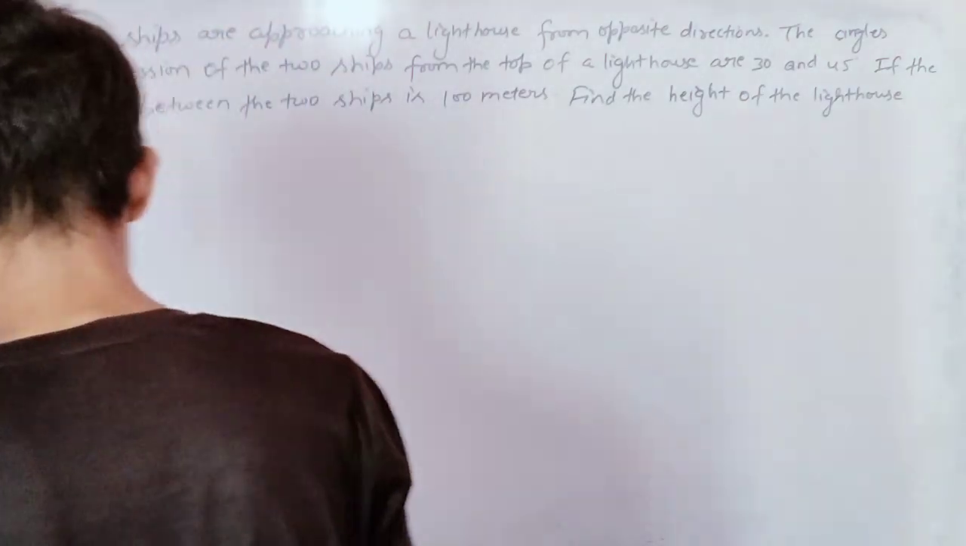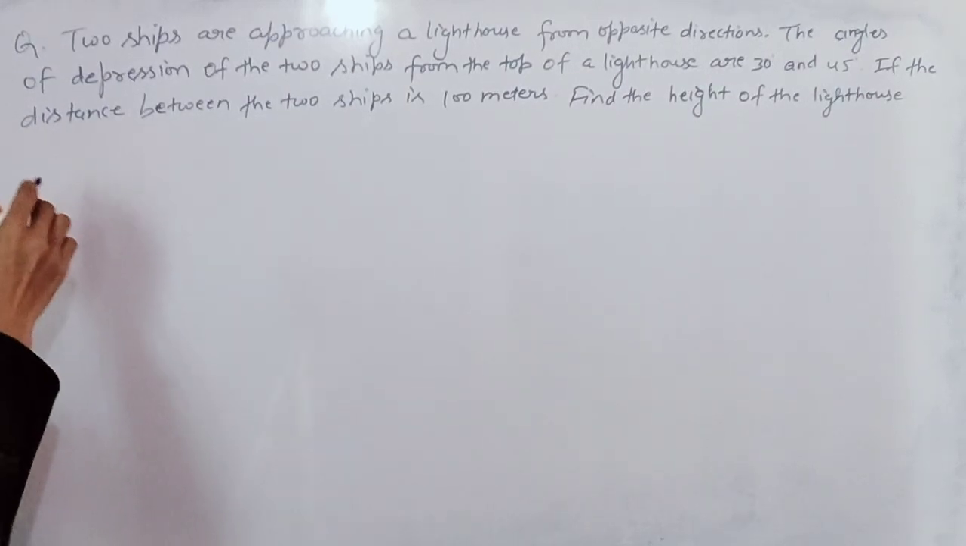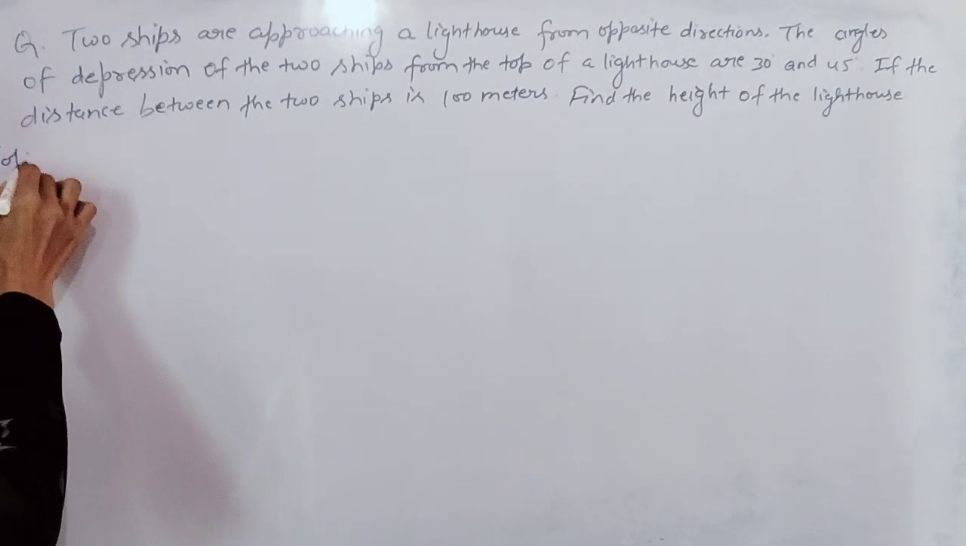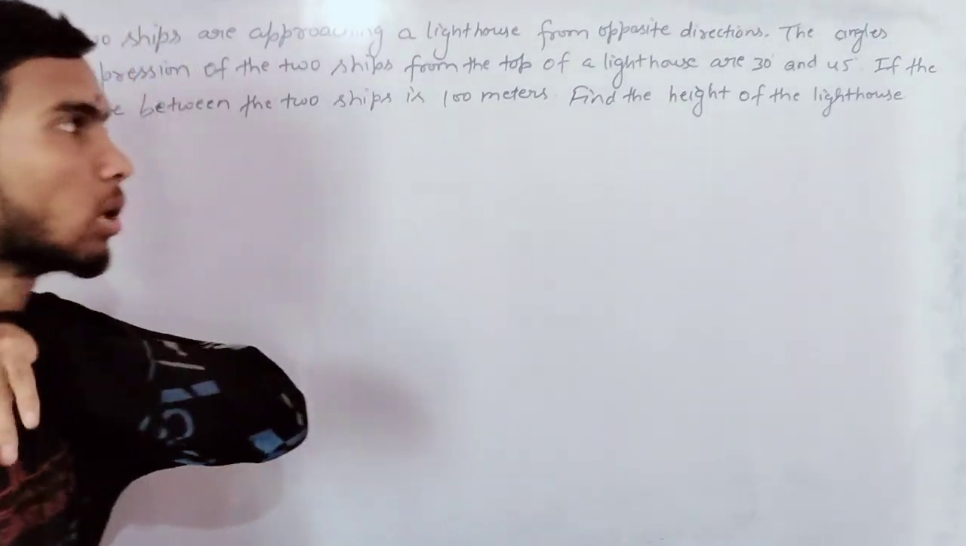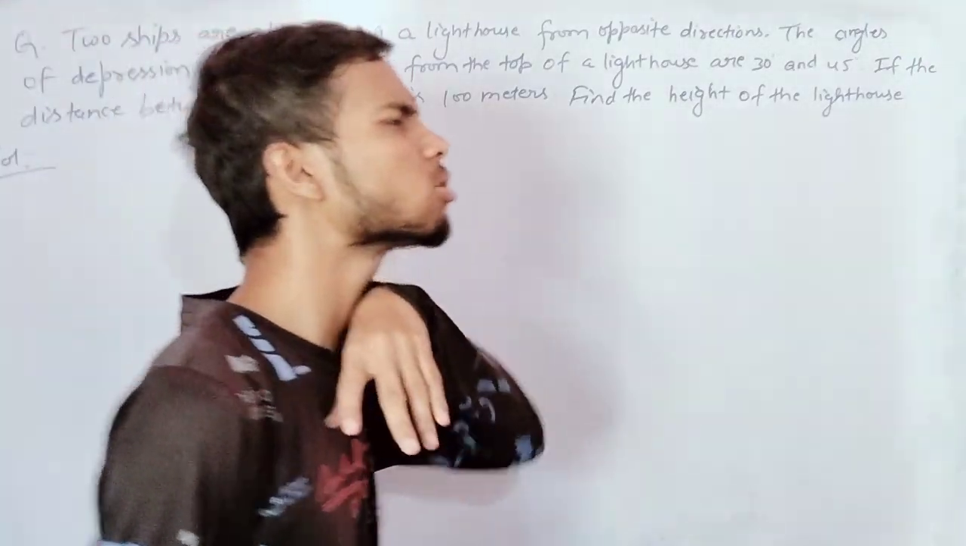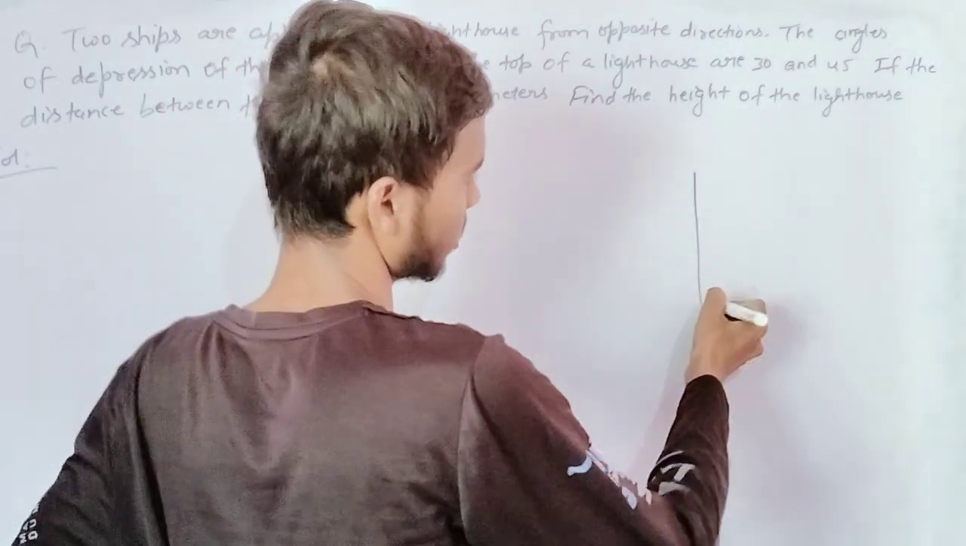This is what it is, a complete question. We can draw a figure of this equation. The question is saying two ships are approaching a lighthouse. A lighthouse looks like a vertical line like this.